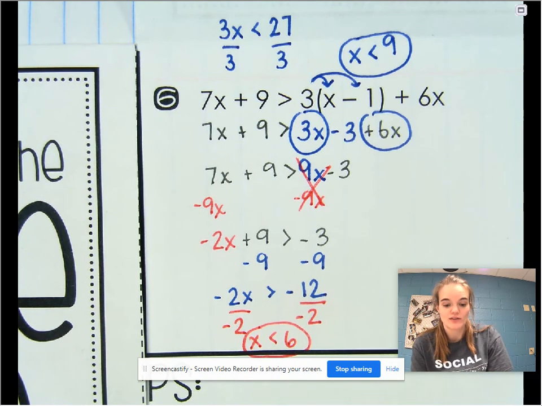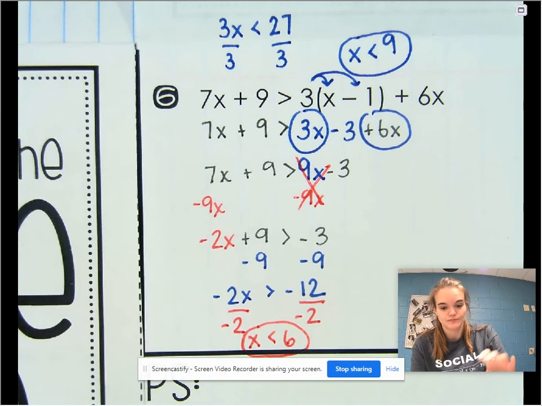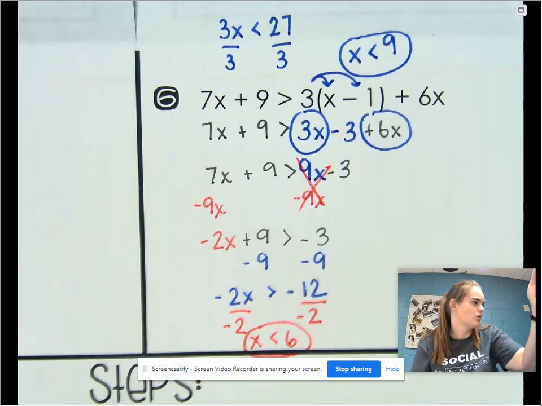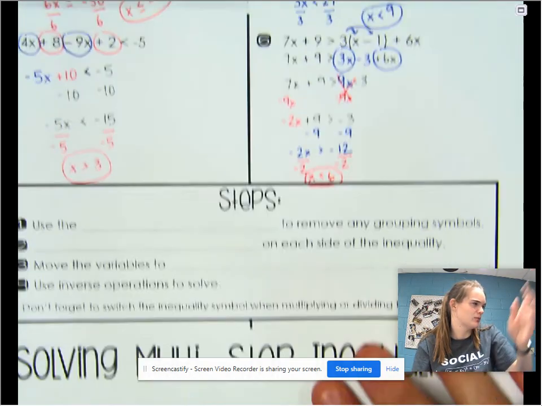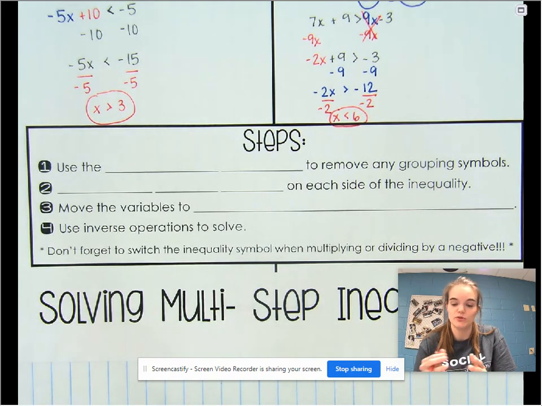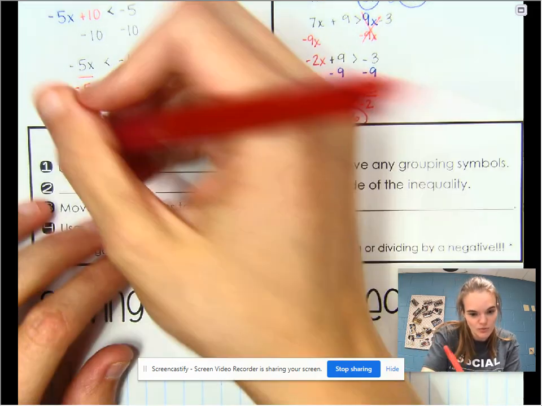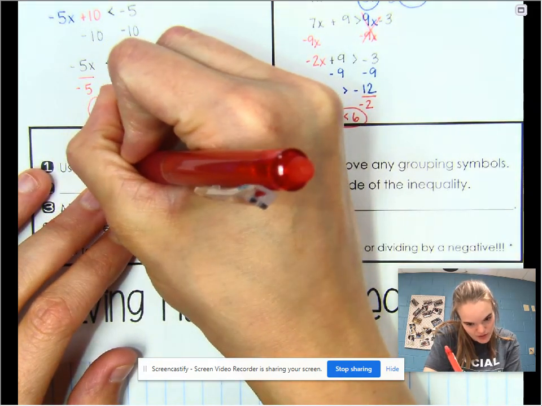Alright, we're going to summarize the steps here, and then we're going to try some word problems. So we're going to open up the whole thing down here and talk about what steps we used. So we use the something something to remove any grouping symbols. Grouping symbols meaning parentheses and stuff. We use the distributive property to do that.